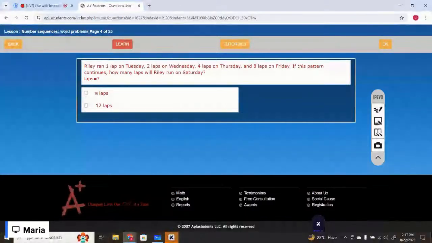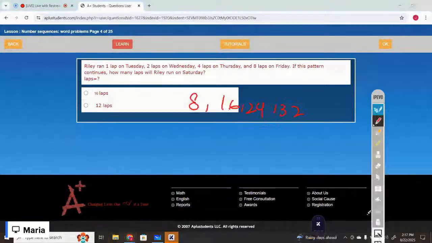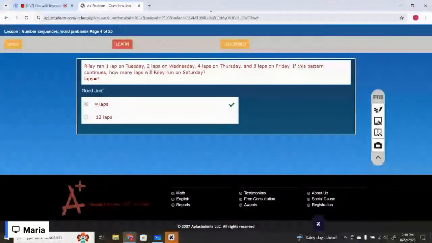Relay ran one lap on Tuesday, two laps on Wednesday, four laps on Thursday, and eight laps on Friday. If the pattern continues, how many laps will Relay run next? 8 times 2, 16 it is. Option number one is the correct option.